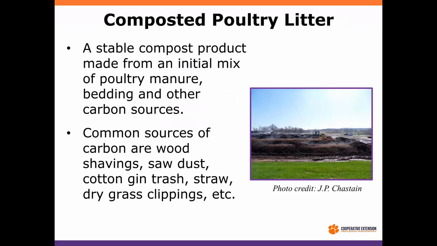So composted poultry litter. I'm going to be very specific on this. I'm talking about a stable compost product. In this case, it was broiler breeder litter mixed with hay and some cotton gin trash and some other carbon sources that I don't know what they are, but it's a truly stabilized and cured product. And like I say, common carbon sources are wood shavings, sawdust, gin trash is the big one in our neck of the woods because we do have cotton gins.